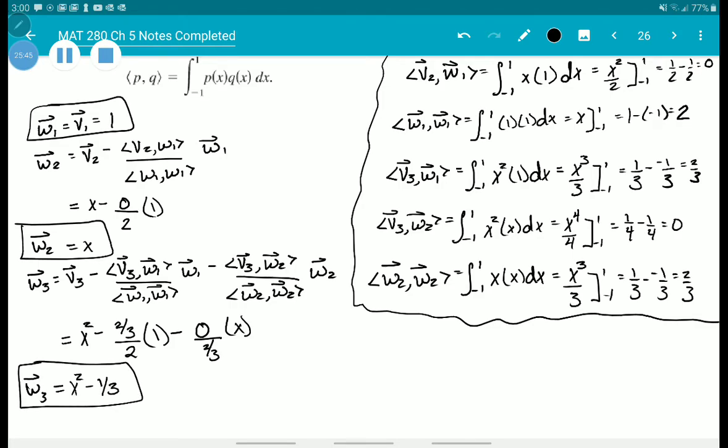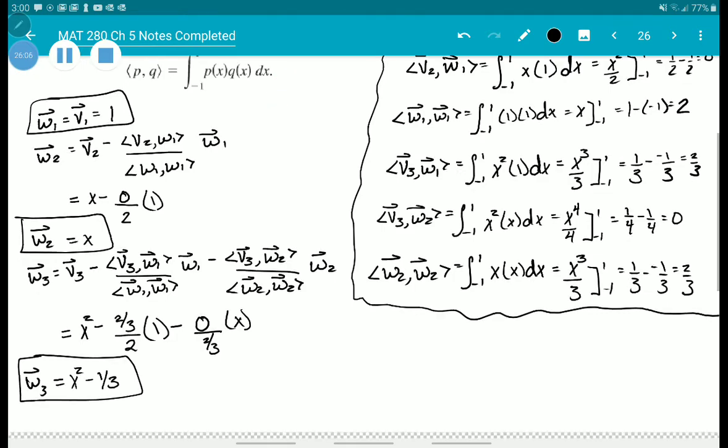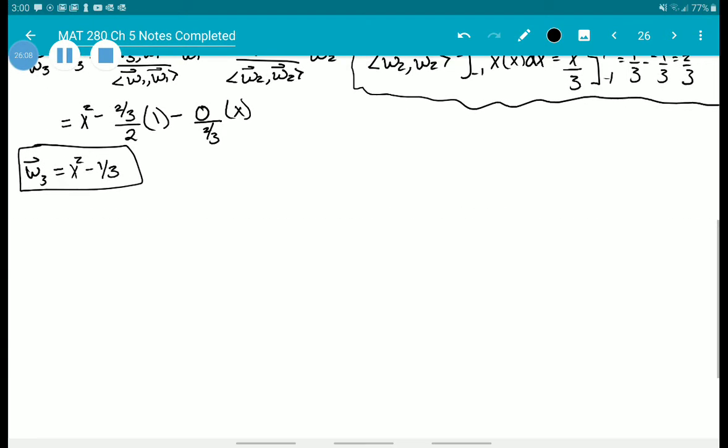So there's our orthogonal set. If we were to apply the inner product to W1, W2, they will be orthogonal. W1, W3 will be orthogonal, and W2, W3 would be orthogonal under this definition of inner product. Now we need to turn this into an orthonormal basis by normalizing.